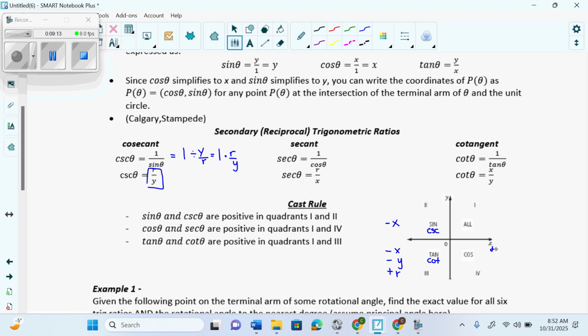This one, your x is positive, your y is negative, your r is always positive. So whenever y is involved, I'm going to end up getting a negative. Where is y involved? Sine is y over r. Cosecant is r over y. Tan is y over x. Cotan is x over y, right? So you're going to end up with a negative. Why is cos positive? Well, it's x divided by r, and they're both positive. And then its secondary trig ratio, secant, is r divided by x, both positive.